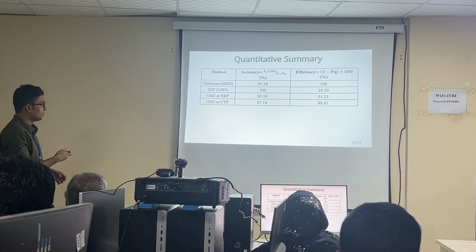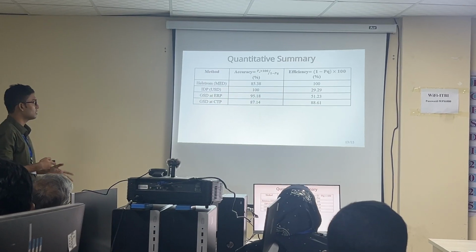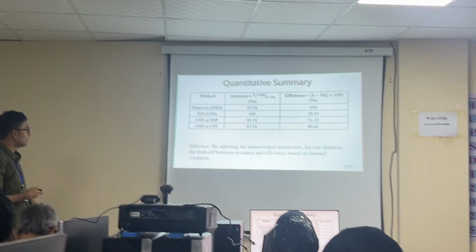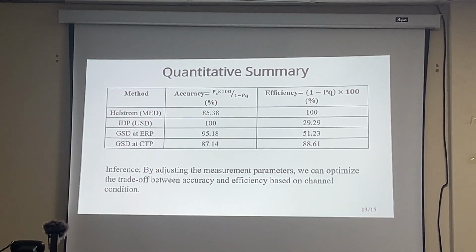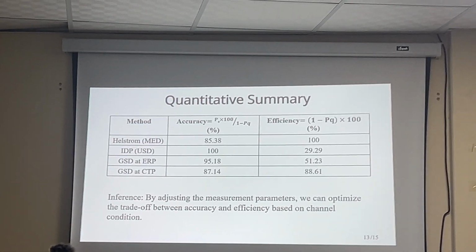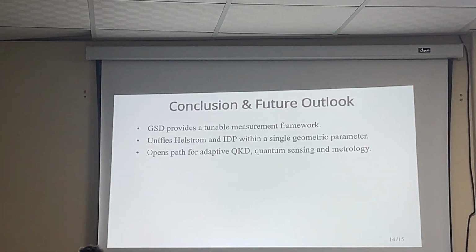To summarize, this is the table that quantitatively summarizes our slides, and we can infer that by adjusting the measurement parameters, we can optimize the trade-off between accuracy and efficiency based on our requirements. Thank you so much.